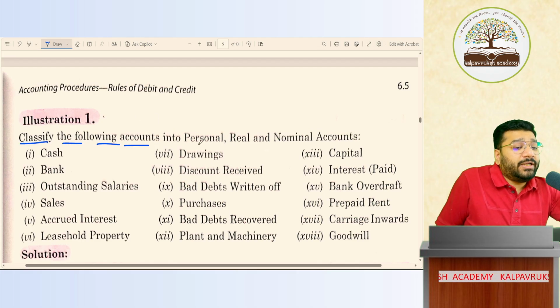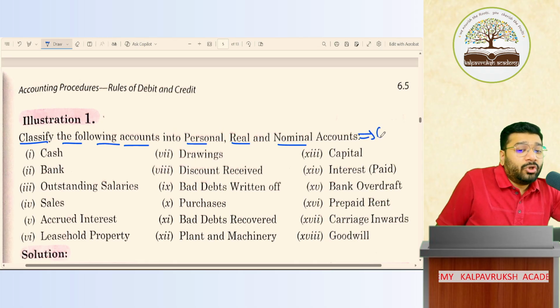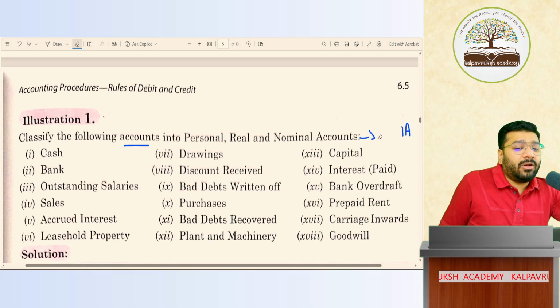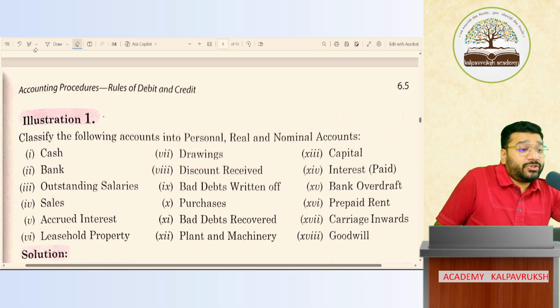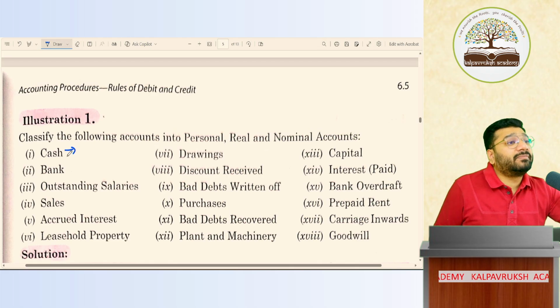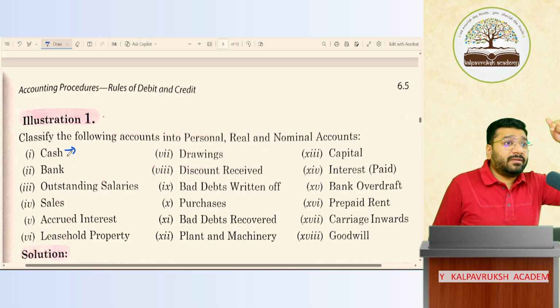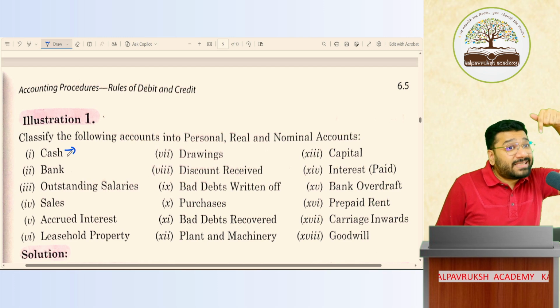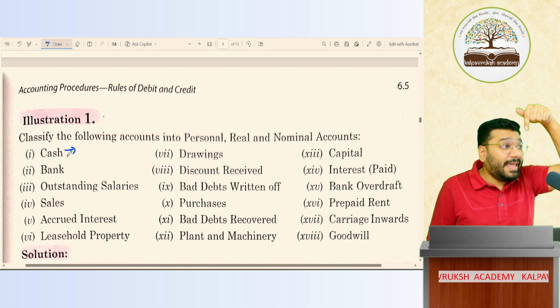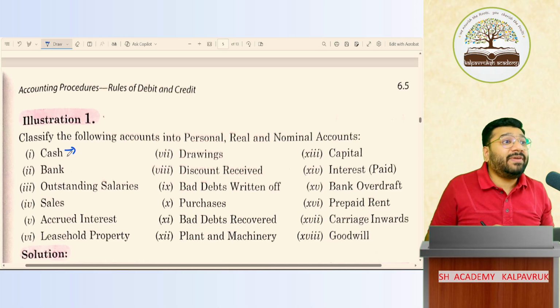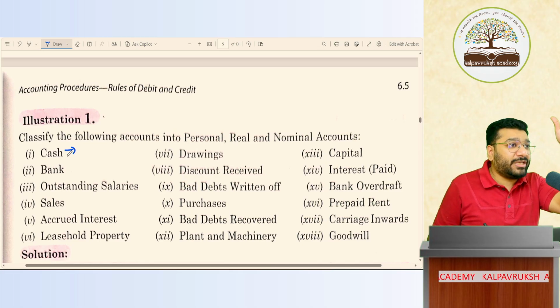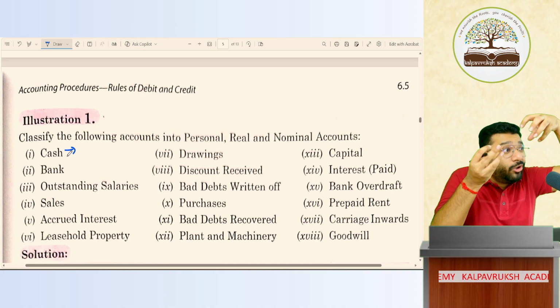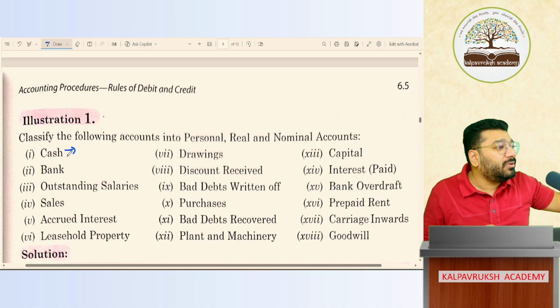Classify the following accounts into personal, real, and nominal. This is as per which rule? Golden rule, also called the traditional approach. So tell me, people, cash is personal, real, or nominal? First, you say cash is coming under what classification? Asset. This classification, what I said, asset, liability, capital, expense, income, is not golden classification. It is modern rule classification. So I'm using modern rule as a tool to make you understand golden rule. Got it? Not got it?